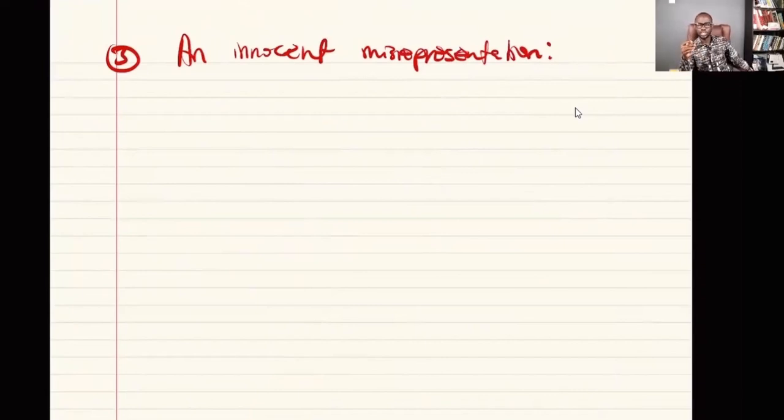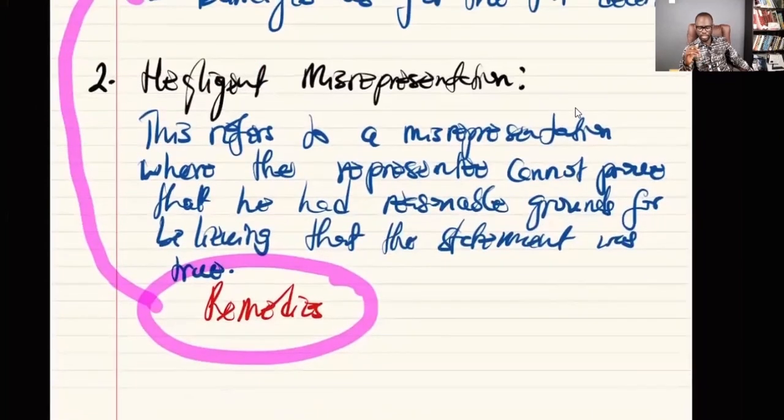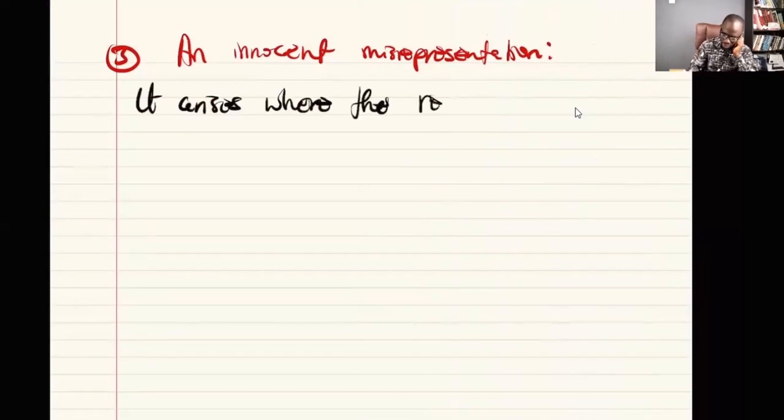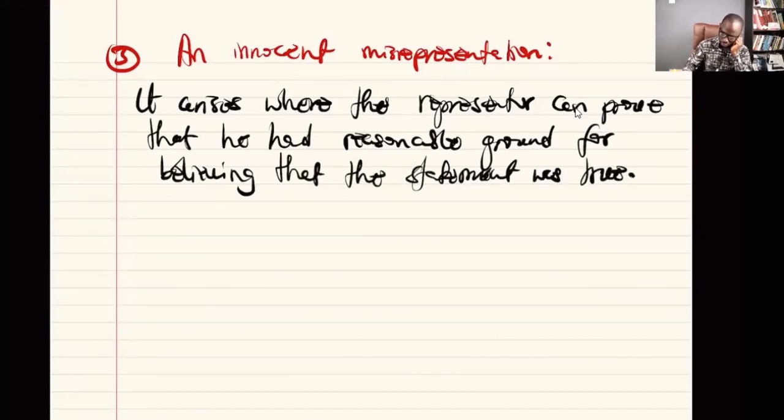The idea about innocent misrepresentation is that unlike fraudulent, where the person knows, or negligent, where the person doesn't have any reasonable ground to believe that what he's saying is true, innocent is where the person making the false statement does not even know that the statement he was making was false. That's innocent misrepresentation. So it arises where the representer can prove that he had reasonable ground for believing that the statement was true. So that's it.